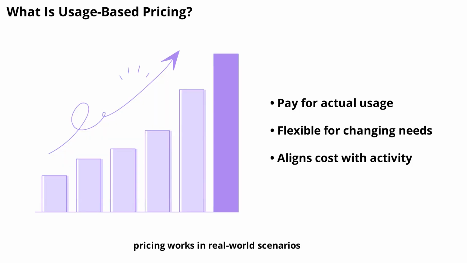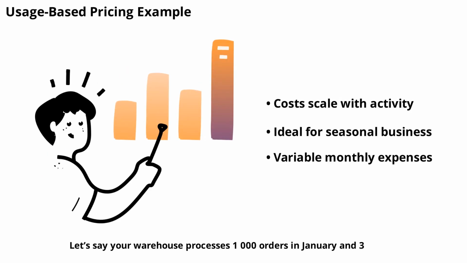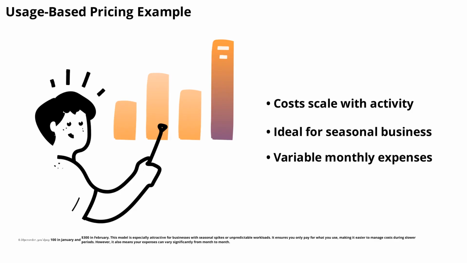Let's break down how usage-based pricing works in real-world scenarios. Let's say your warehouse processes 1,000 orders in January and 3,000 in February. With usage-based pricing, your software bill will reflect this change. If the software charges $0.10 per order, you'd pay $100 in January and $300 in February. This model is especially attractive for businesses with seasonal spikes or unpredictable workloads. It ensures you only pay for what you use, making it easier to manage costs during slower periods. However, it also means your expenses can vary significantly from month to month.